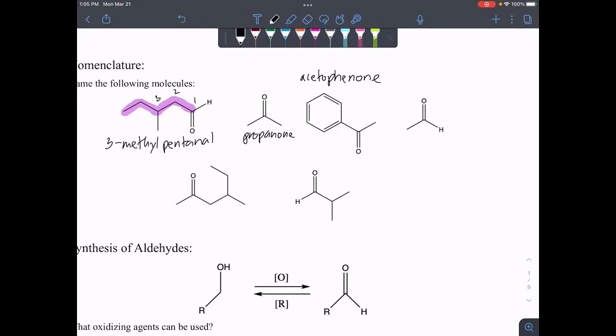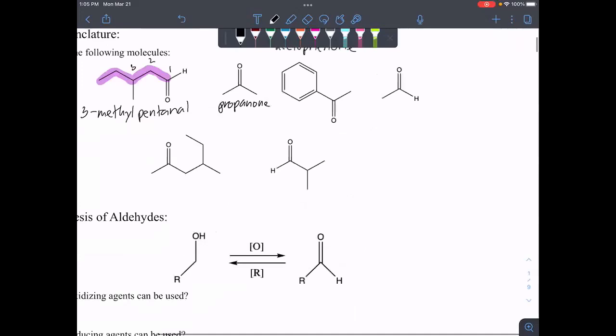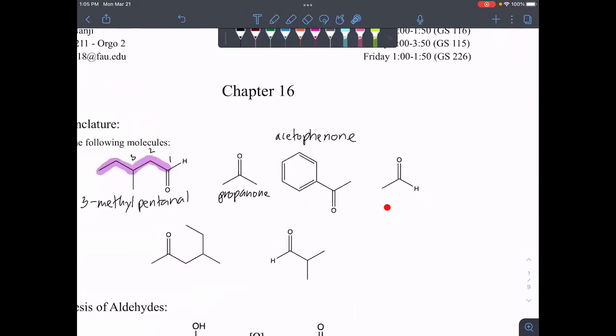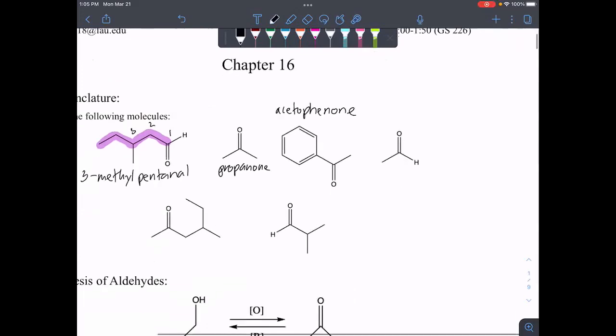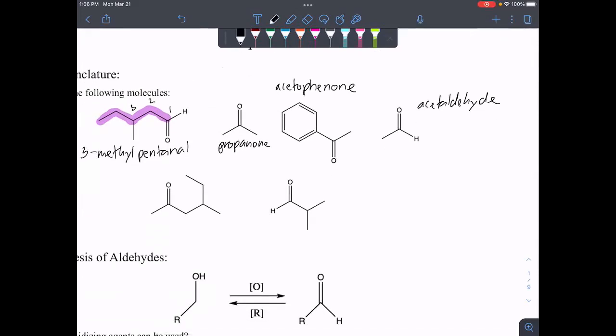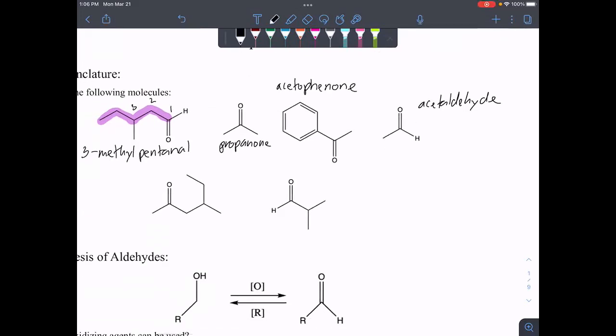And then, well, this one over here, it also has a common name, acetaldehyde. Also called ethanal, because it's a 2-carbon chain and there's an aldehyde at the end of it.